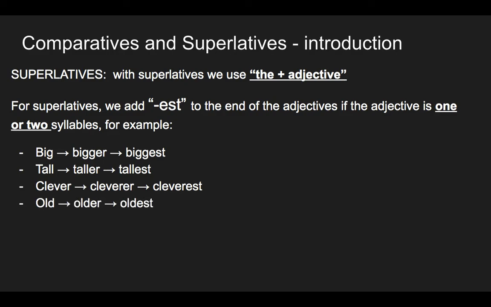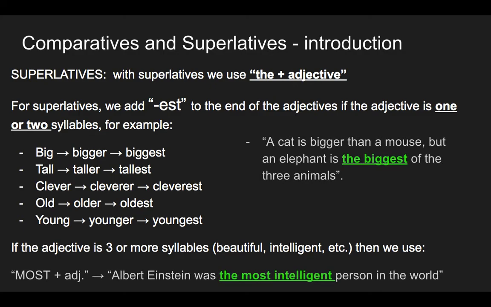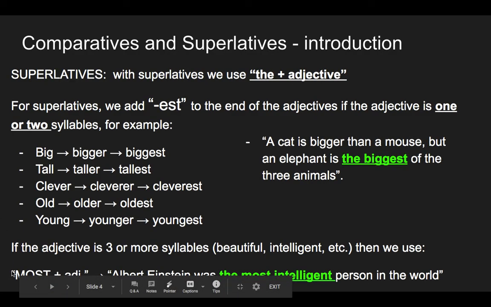Old, older, oldest. Young, younger, youngest. So one or two syllables, add est. If the adjective is three or more syllables, like beautiful, intelligent, difficult, comfortable, then we use most plus the adjective.